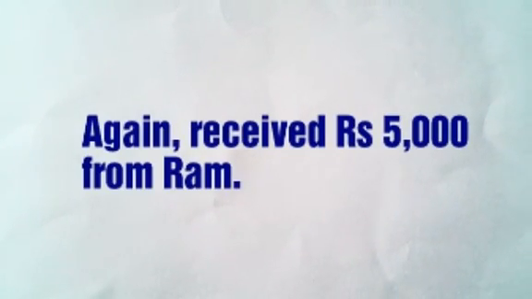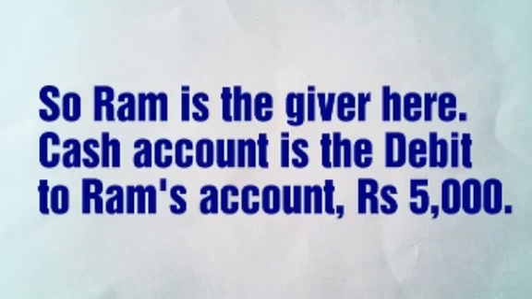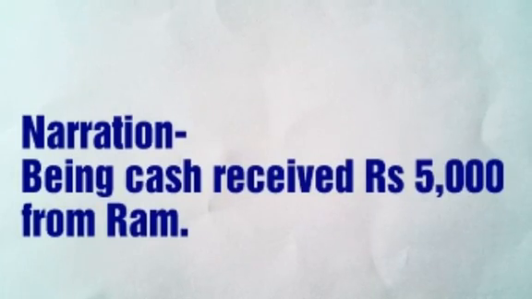Again, received rupees 5,000 from Ram. So Ram is the giver here. So cash account is debit to Ram account 5,000. Being cash received from Ram.